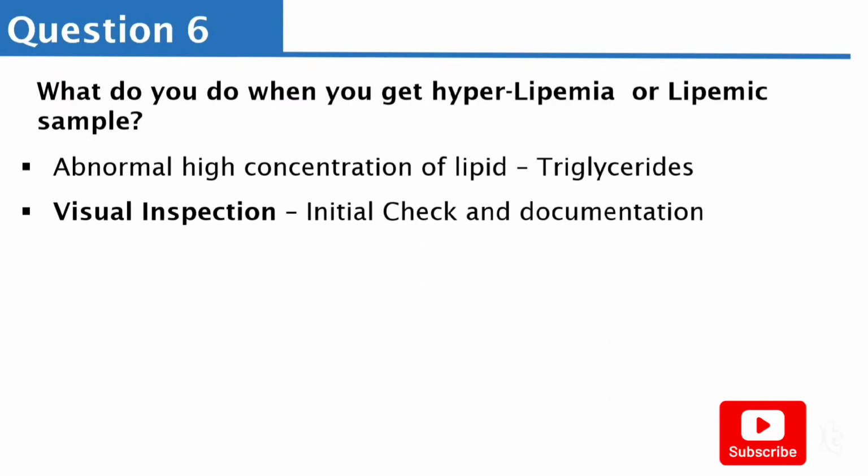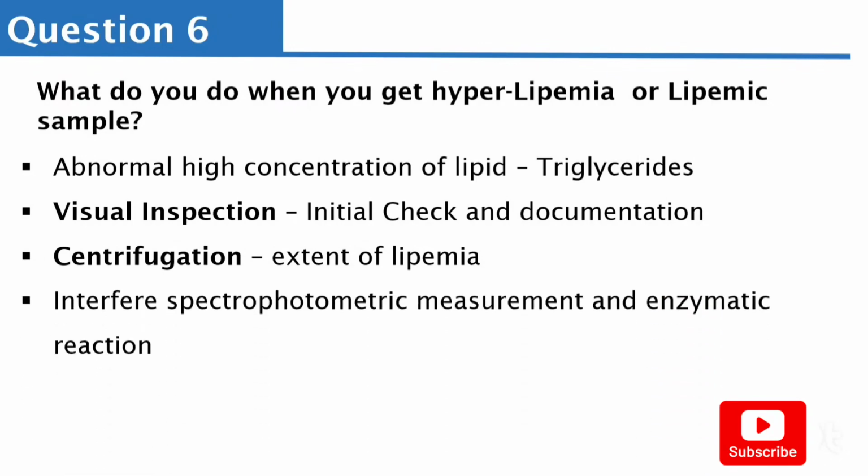Number 1, what you do is visual inspection. You're going to do your initial check and documentation. You need to comment on the sample appearance as the case may be. So your visual inspection is important. And of course, that will lead you to centrifugation, which can give you the extent of the lipid. I don't know if that makes sense. So what's the extent of the lipid? That is what centrifugation can do for you.